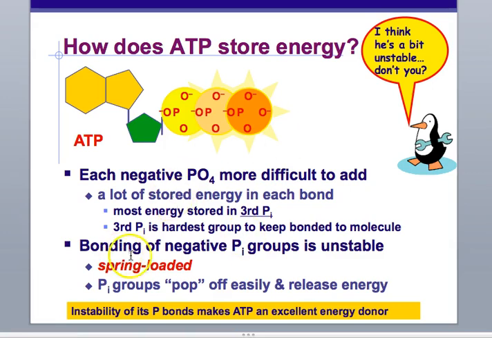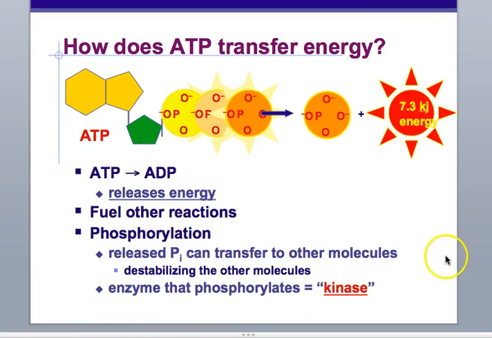And so it's kind of a spring-loaded system that lets it just pop off and release its energy right when you need it. So it becomes a very excellent energy donor, as we see there. So what does it do? As soon as this pops off, it releases a bunch of energy, about 7.3 kilojoules of energy. And if that energy is nearby something else that needs to be made, they can just absorb that energy in and use it in their bond production.